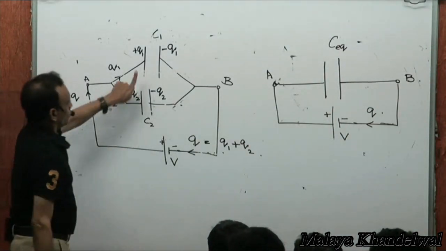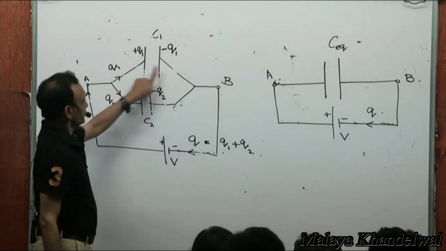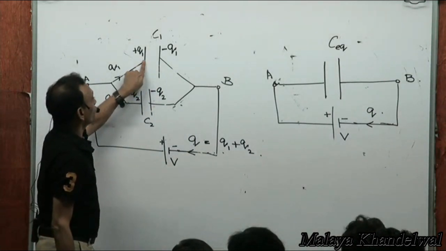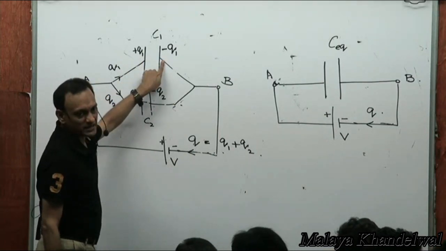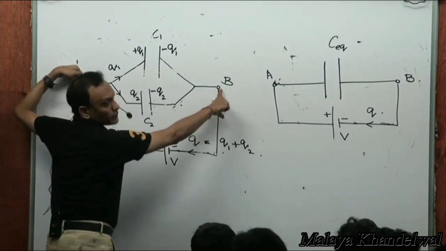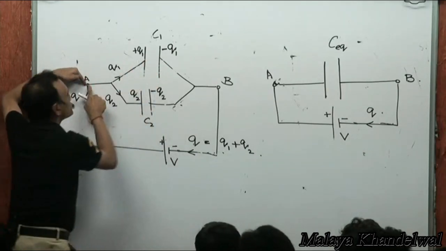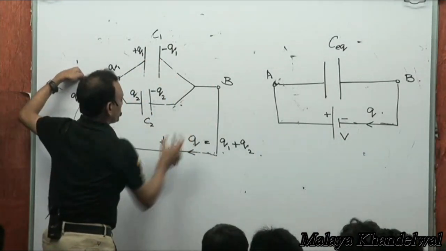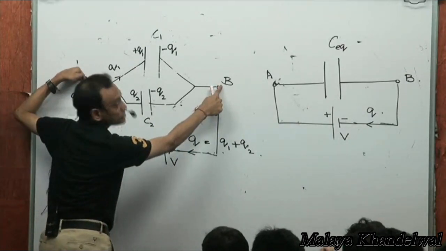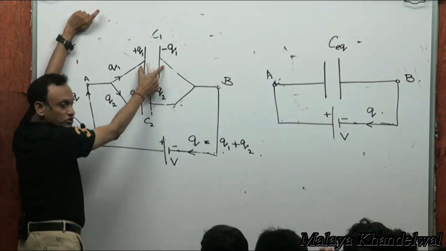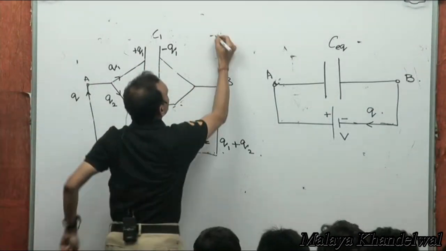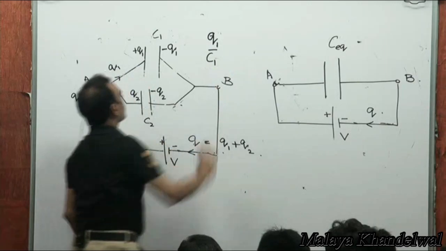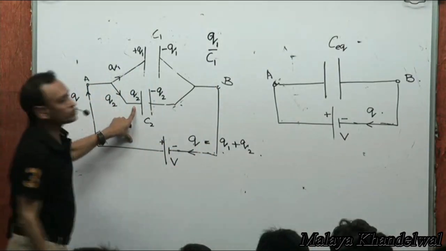Now, the drop here is what? When I go from this plate to this plate, the drop is Q1 by C1. That's also the potential difference between A and B, because this plate is electrically the same as A and this plate is electrically the same as B. So the potential difference between A and B is V volts, and that's also the potential difference across C1, right? So the drop across C1 is Q1 by C1. The drop across C2 is Q2 by C2.